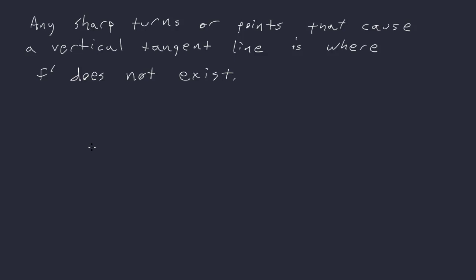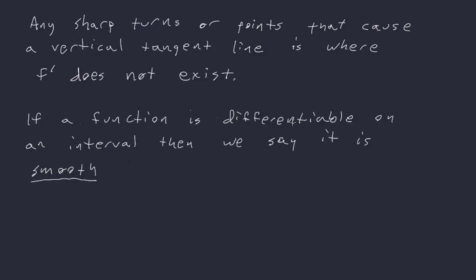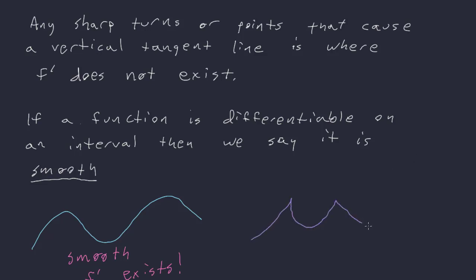Okay, now, given all of this, if a function is differentiable on, say, an interval, we say that that function is smooth. Okay, and the reason we do that is because this right here would be differentiable. It's smooth, right? It literally is smooth. So this is smooth. So f prime exists wherever we want it to here. Whereas this function is not smooth, because here we have places where f prime does not exist.